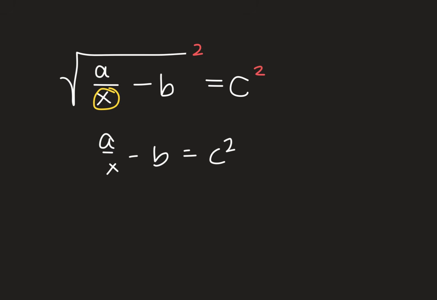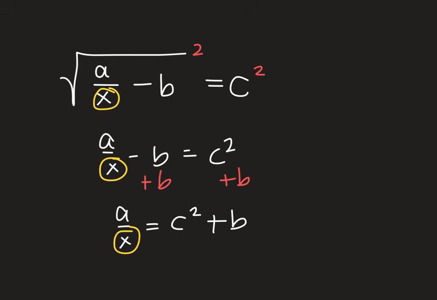Again, I'm trying to isolate x, so for some of you, circling that has really been very helpful. So I can't get rid of the a because it's more closely connected with the x, so I'm going to try to move this b term. So I'm going to do that by adding b, and that will give me a over x equals c squared plus b. Now, here's where this question gets tricky because we've got x, but it's on the bottom.